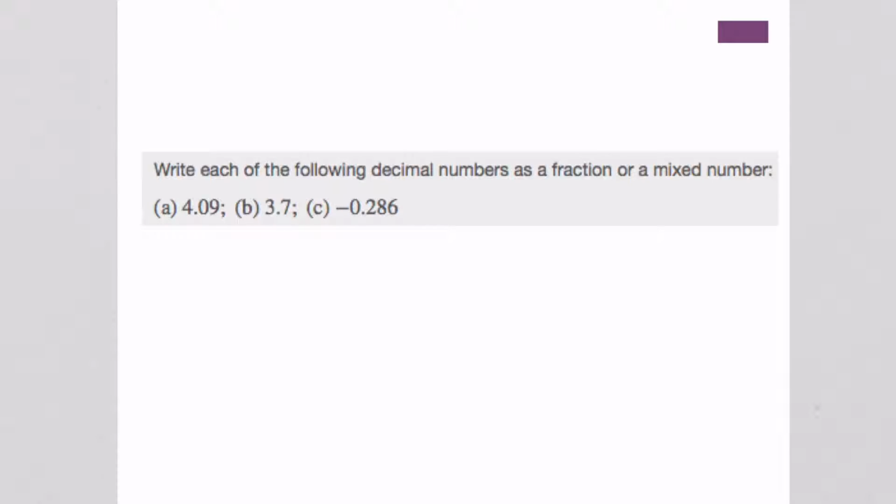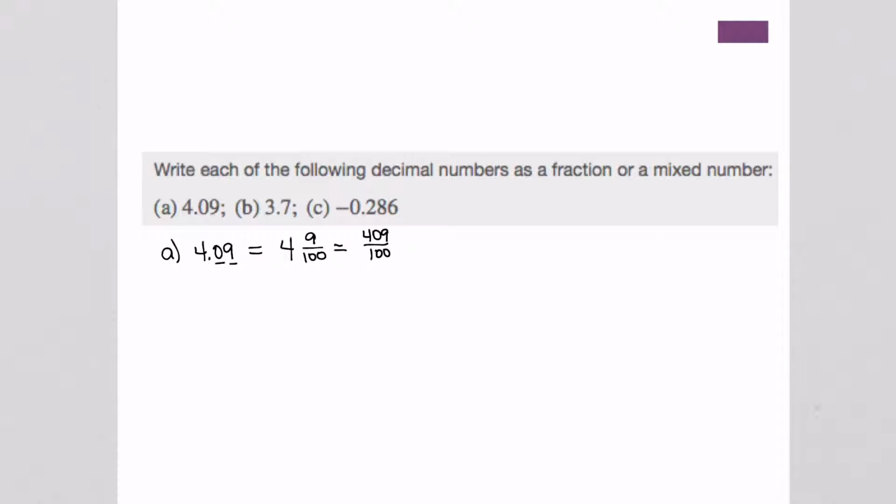Okay, so to write these numbers as a fraction or a mixed number, so on part A, I've got 4.09, which is the same thing as 4 and 9 hundredths. So 4 and 9. And I always remember it by saying, okay, this has 2 decimal places here, so I have to have 2 zeros on my 100 there. So that's one way to write it. The improper fraction, as you know, would be 100 times 4 is 400 plus 9, so 409 over 100.